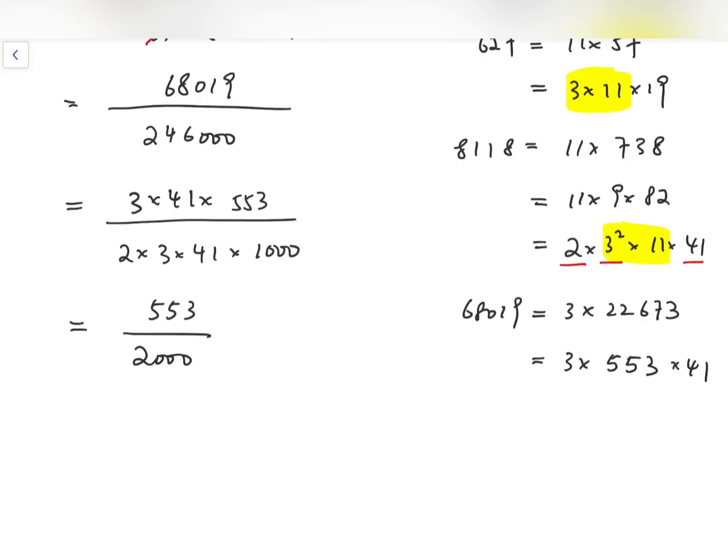And since 2 and 5, the only prime factors of 2,000, do not divide 553, that means this must be, in lowest terms, the simplified version. So I'll take this as the final answer.